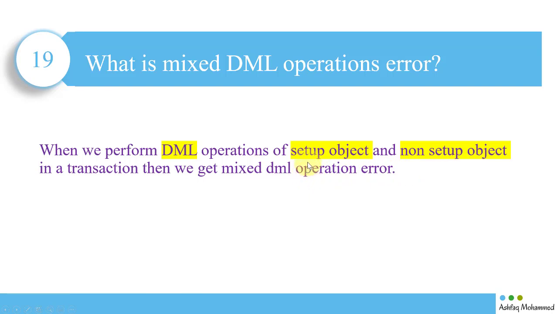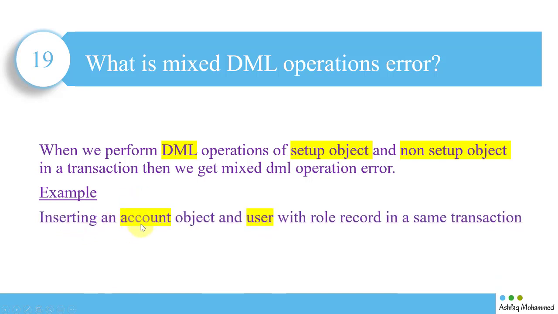He'll try to ask such questions like, what is a setup object and what is a non-setup object, right? When we perform DML operations on setup objects and non-setup objects in a transaction, we get a mixed DML operation error. For example, inserting an Account object. Account is a non-setup object, and a User with a role record in the same transaction. So I'm inserting an account and a user record at the same time, then we get a mixed DML operations error, okay.